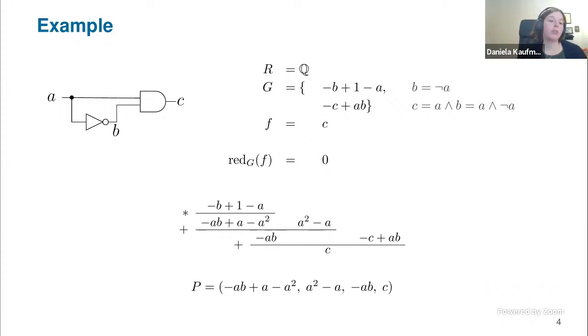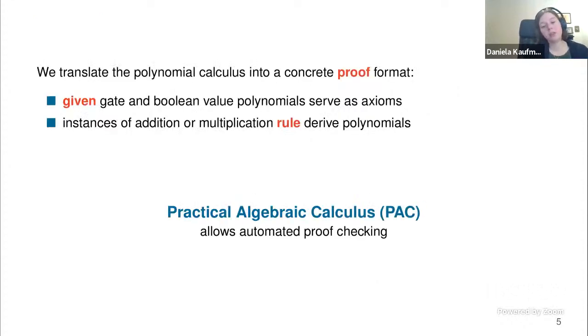So the polynomial calculus is actually quite hard to check. That's why we introduced a different, more concrete proof format. We translated the polynomial calculus into the practical algebraic calculus, as we call it, where the given gate and Boolean value polynomials serve as axioms. And then we have instances of the addition and multiplication rule to derive the polynomials.